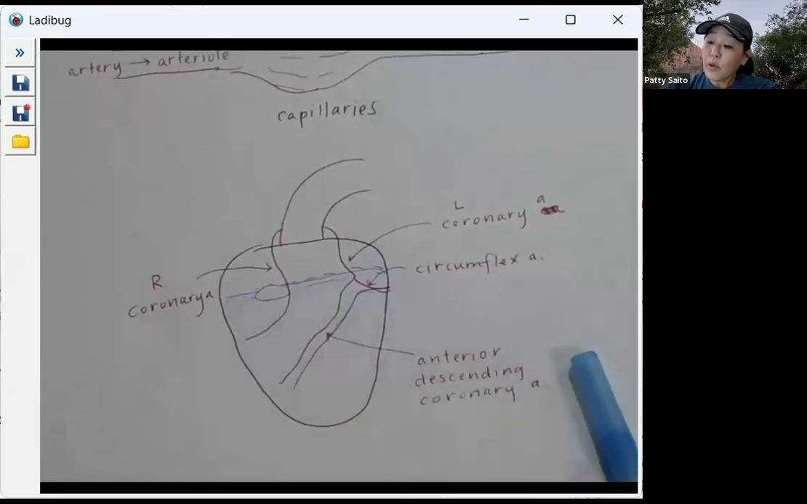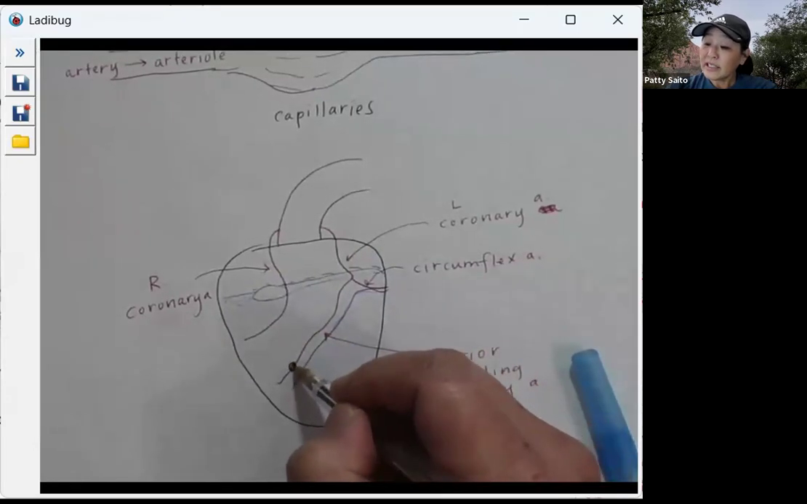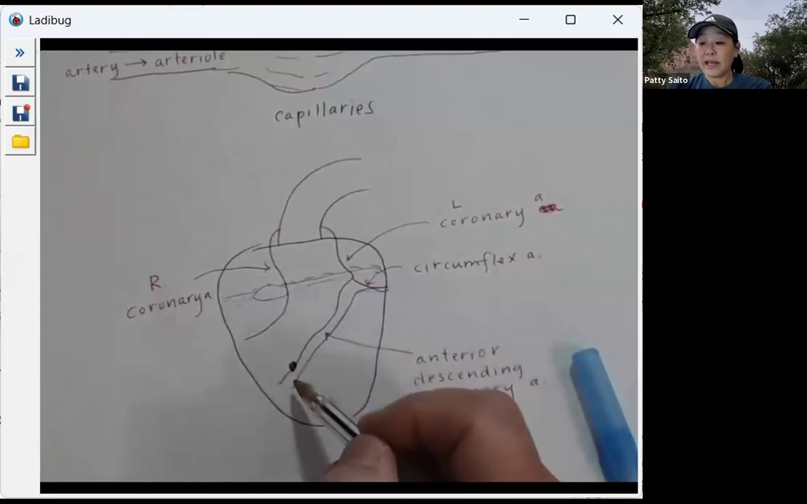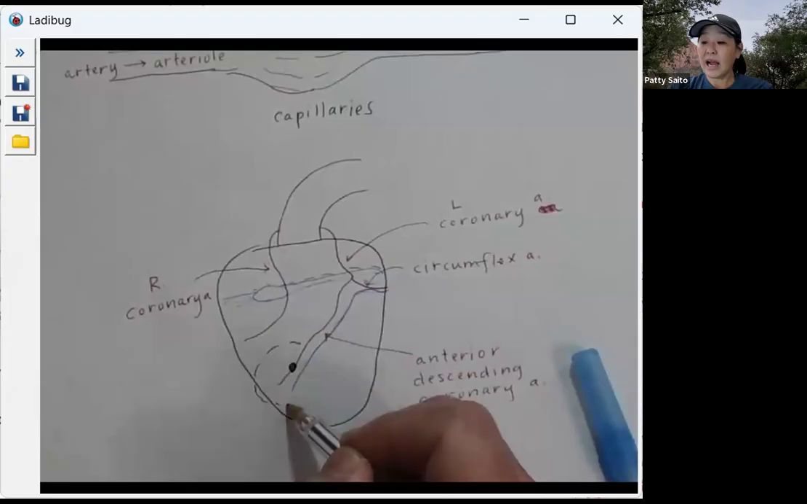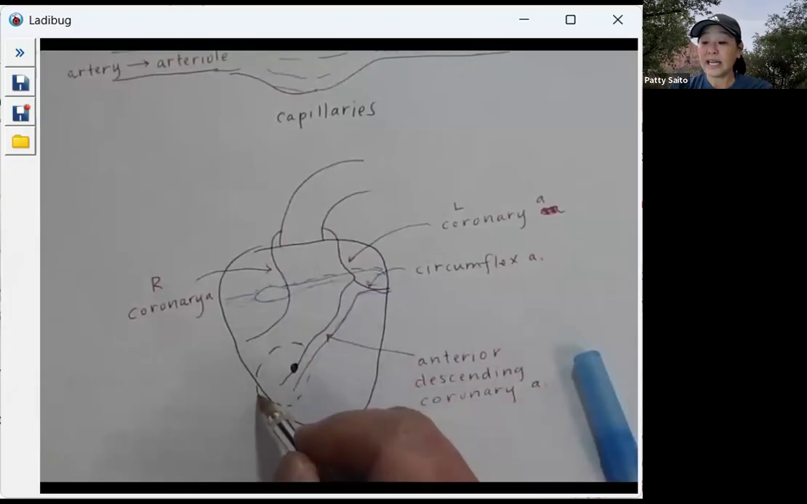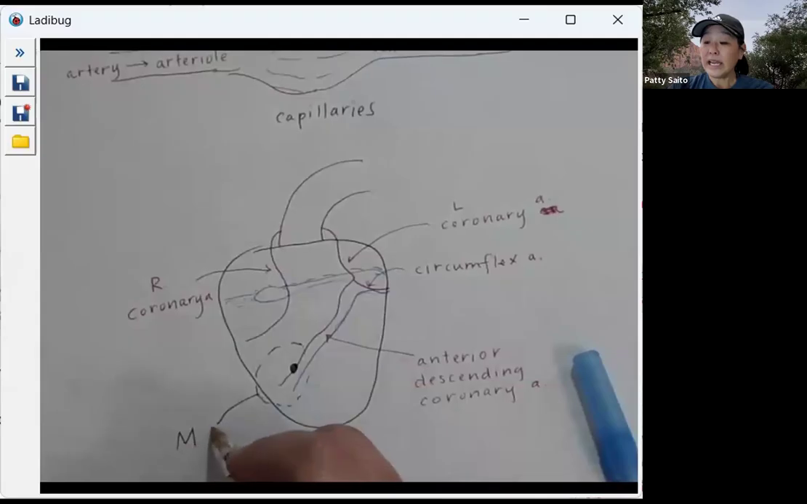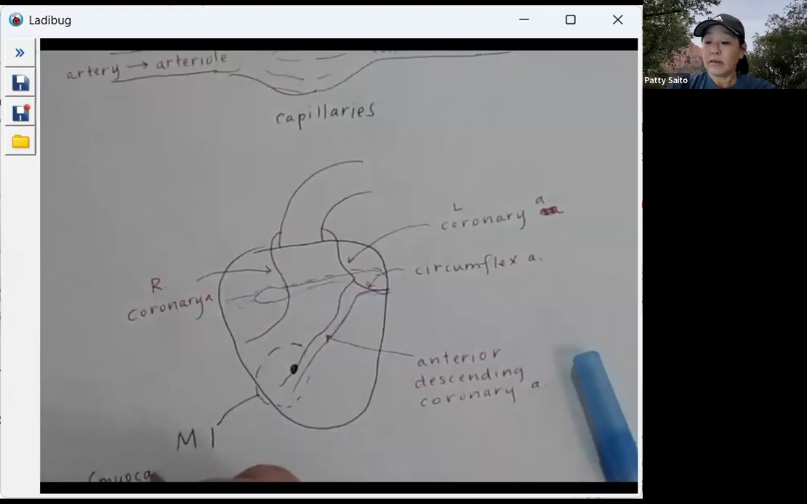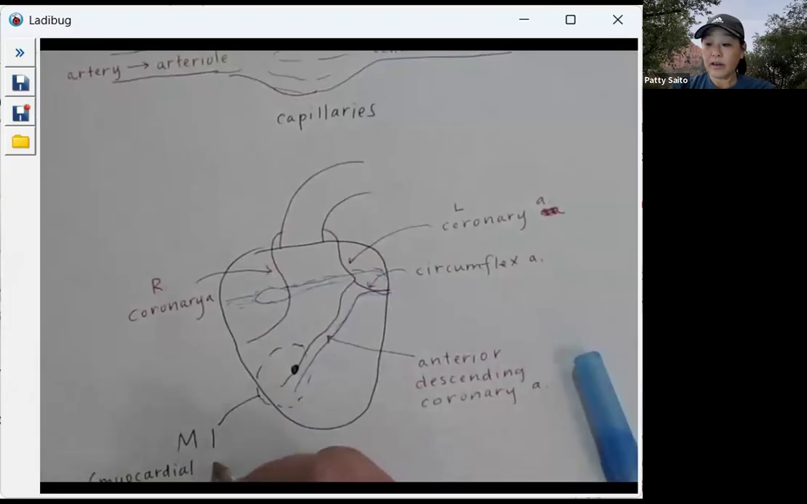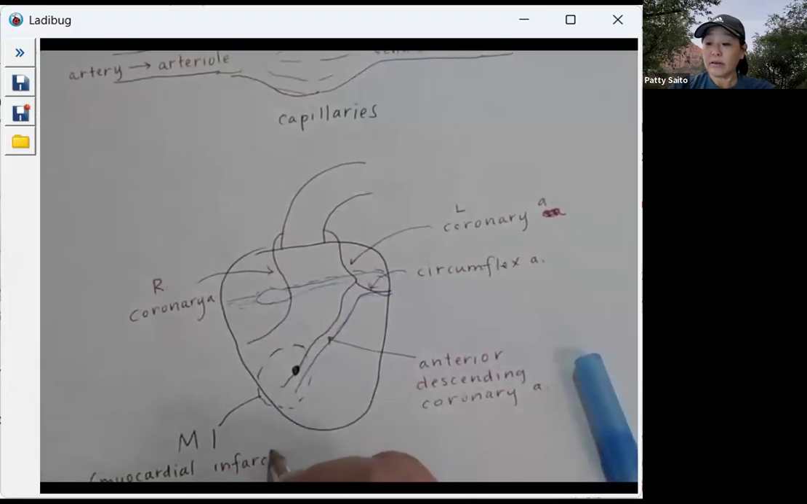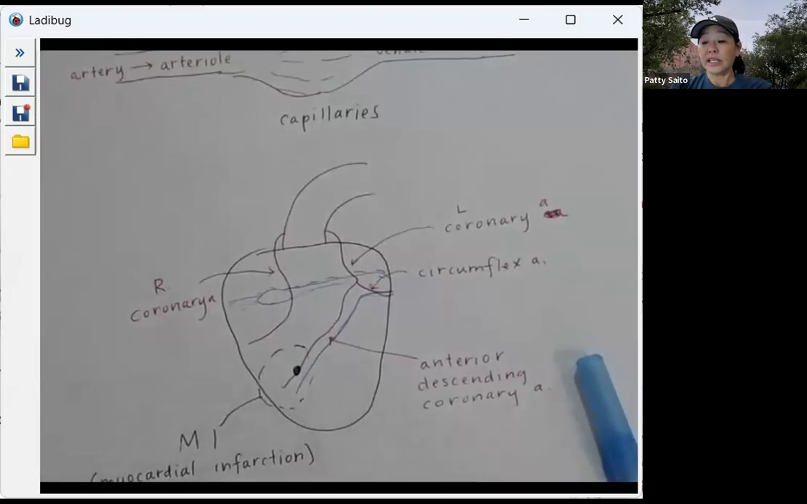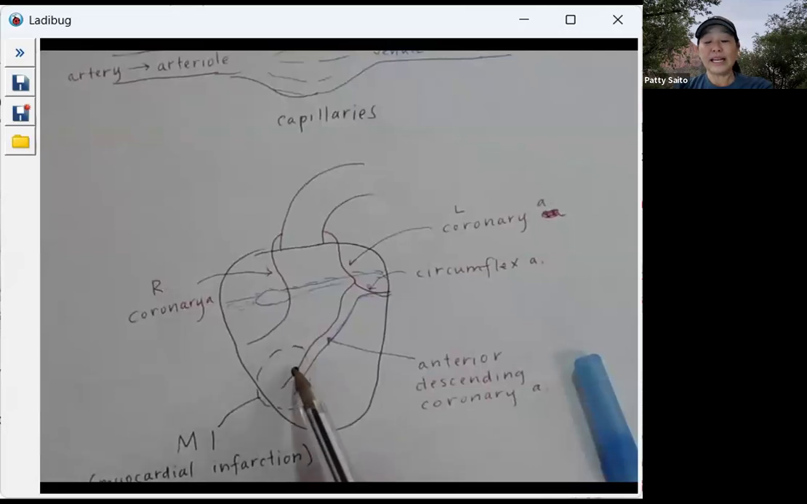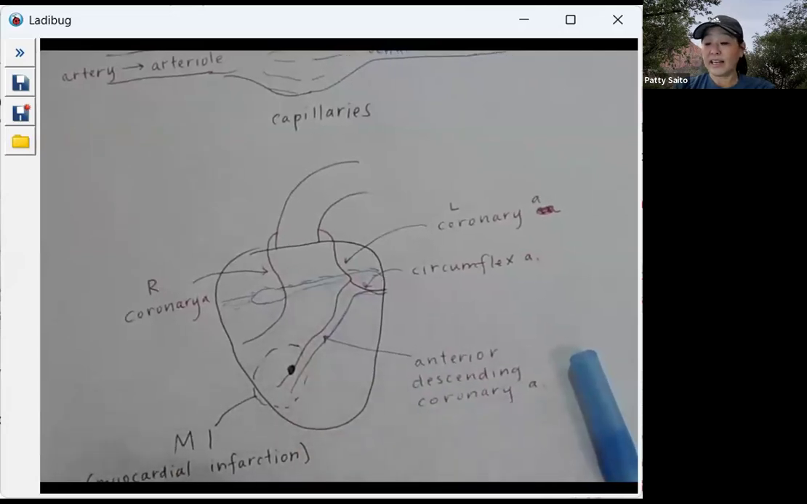Here, the question is, what if there's a blockage? Okay, what's going to happen? That area of the heart that's supplied by that coronary vessel begins to die. We call it a myocardial infarction. Myocardial means the heart muscle. Infarct is low oxygen or death of tissue due to low oxygen. Okay. So essentially it dies. So this is a heart attack.